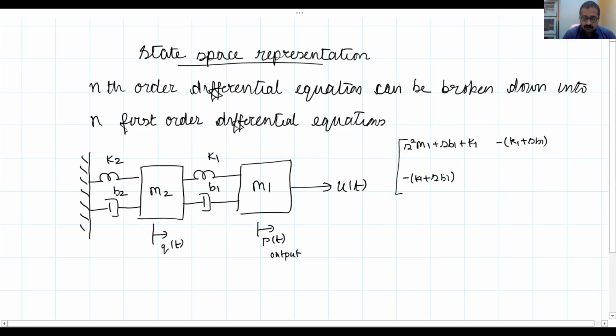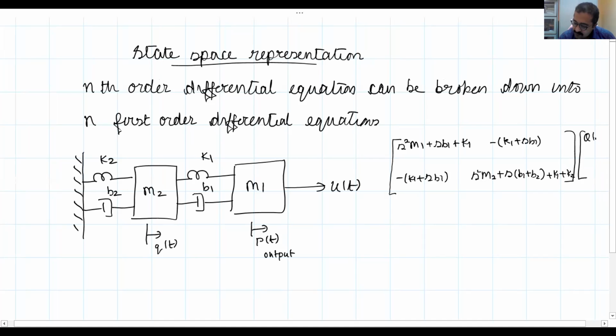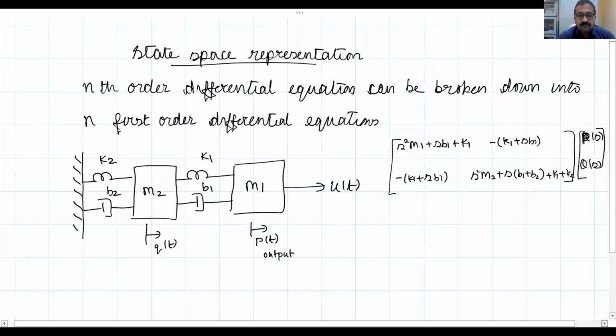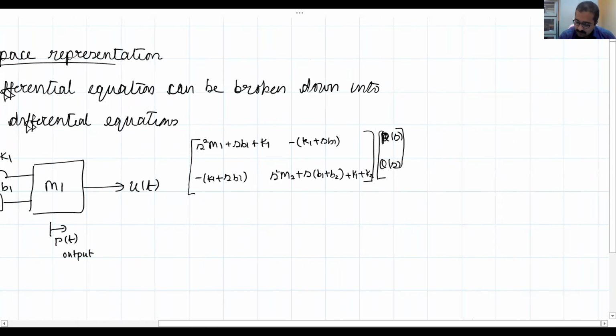What is the 2,2 element? S square M2 plus S into B1 plus B2 plus K1 plus K2. Into P of S, Q of S, must be equal to what? Must be equal to U of S, 0.